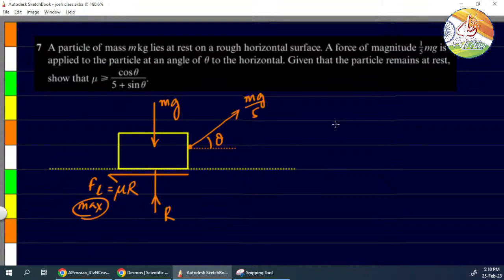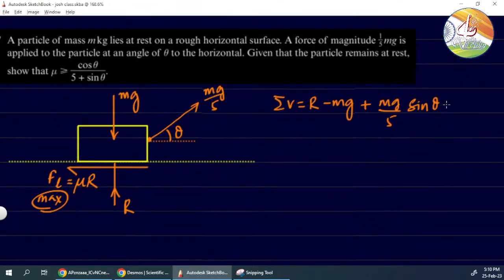Again we have to start with the vertical component. R is acting upwards, mg is downwards, and the vertical component of the mg by 5 force is acting upwards, that is sin theta. This total should be equal to 0. I get the value of R. On the other side, mg I can take common, and I'll be left with 1 minus sin theta by 5, correct? Then horizontal components I need to take.